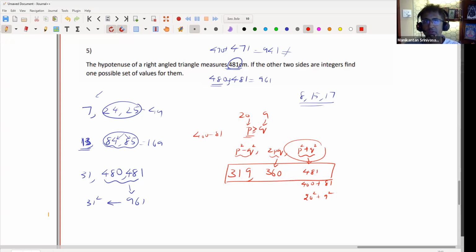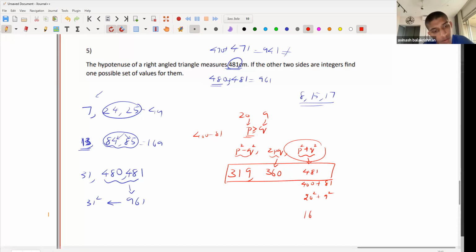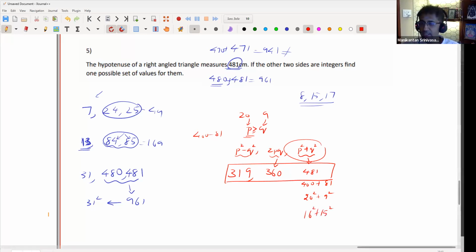Anything? So 16, 15. 16 and 15, exactly. I was just going to say 16 square, very good. 16 square plus 15 square is 481, 256 plus 225.